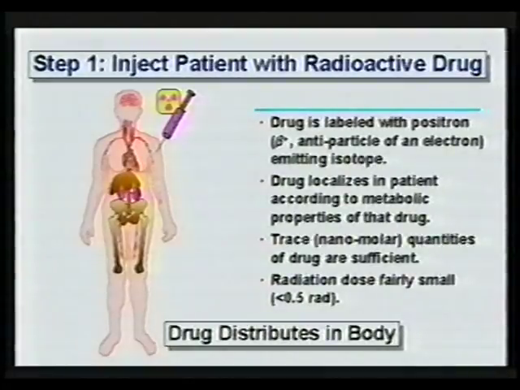One of the advantages of PET is that the amount of drug that you have to inject in the patient tends to be very small. Nanomolar type quantities are usually sufficient, and therefore it's truly a tracer technique. It does not actually perturb the system that you're trying to look at. Since you're injecting a relatively small amount, it also means that the radiation dose tends to be reasonable. It tends to be sort of on the order of a diagnostic X-ray.